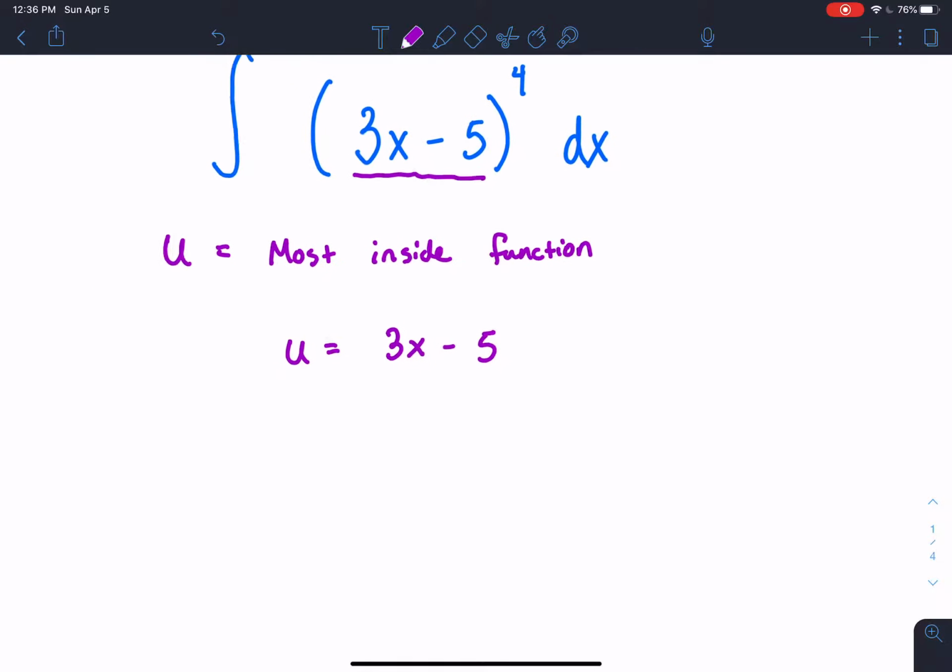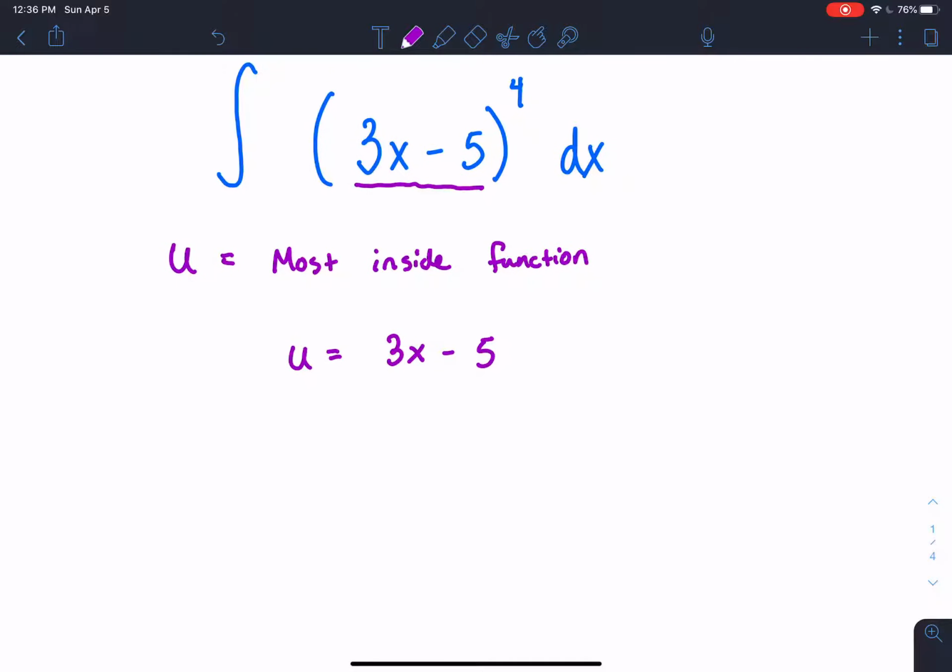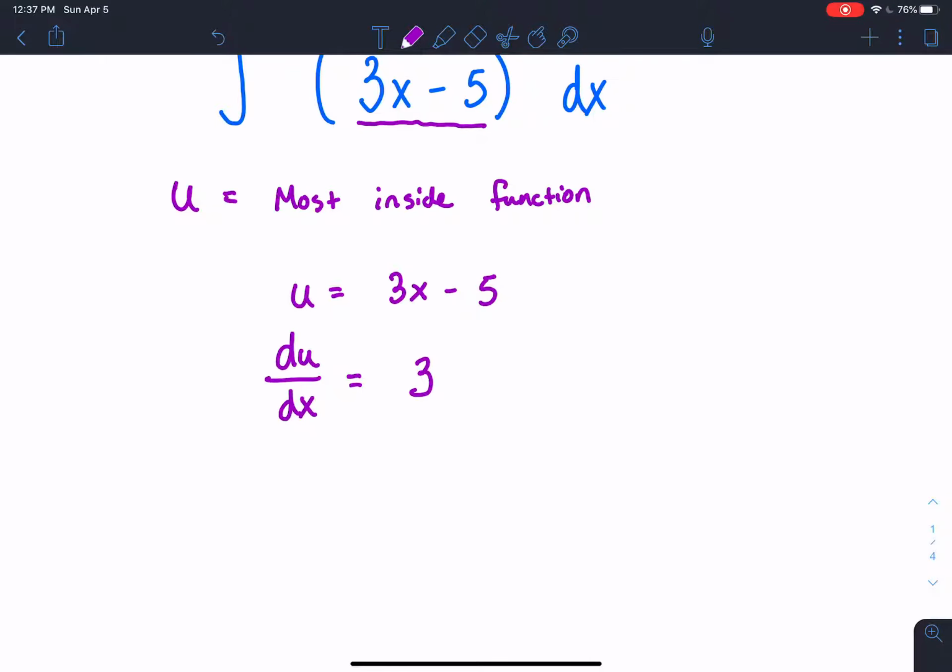So what you need to do after you find what the u term happens to be is take the derivative of both sides. So the derivative of u is going to be du over dx. That's just saying the derivative of u with respect to x. And then that's going to be equal to the derivative of 3x minus 5, which is just 3. Now you want to multiply the dx term to the other side. So you have du equals 3 dx.